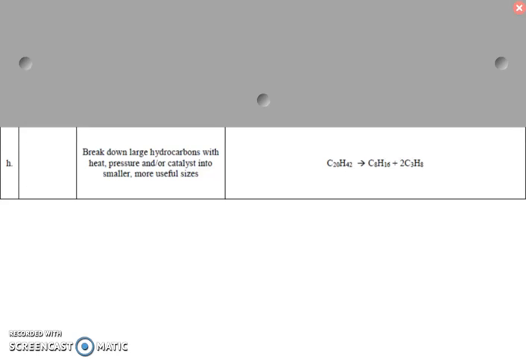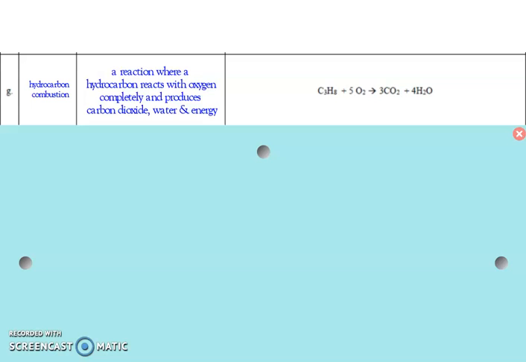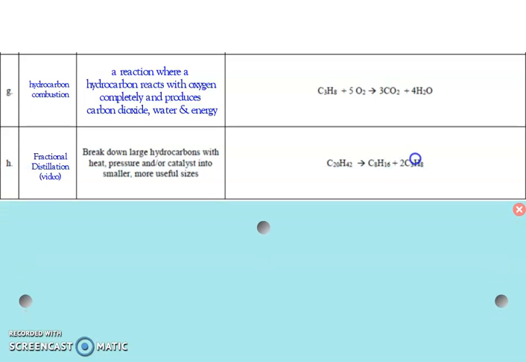Letter H says we are breaking down large hydrocarbons with heat, pressure, and/or a catalyst into smaller, more useful sizes. This is something we haven't talked about, and it's called fractional distillation. Fractional distillation is a process where you break large hydrocarbons into small hydrocarbons.